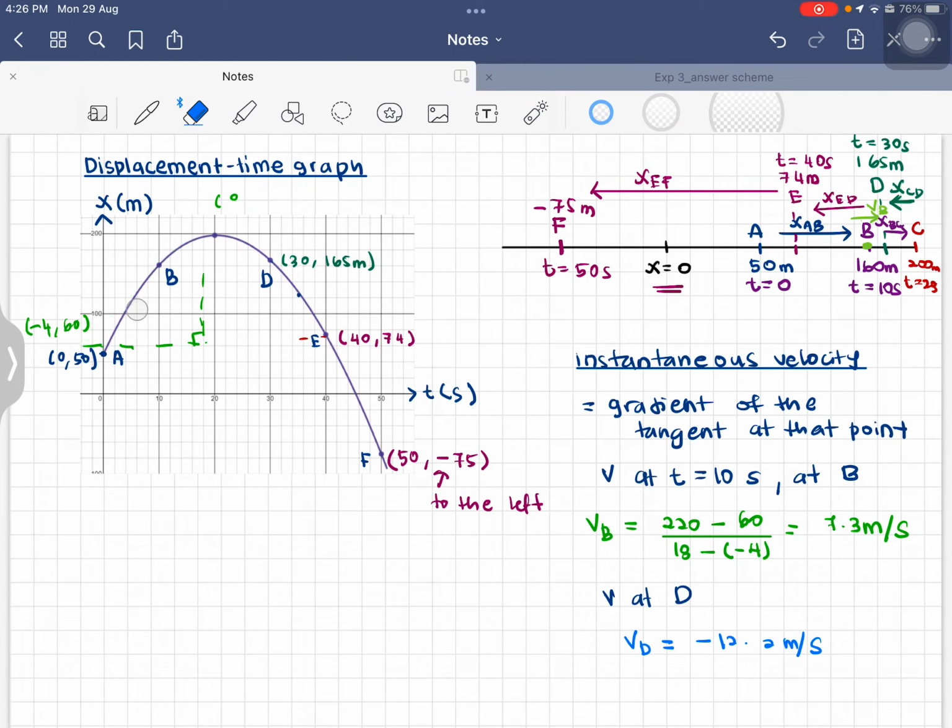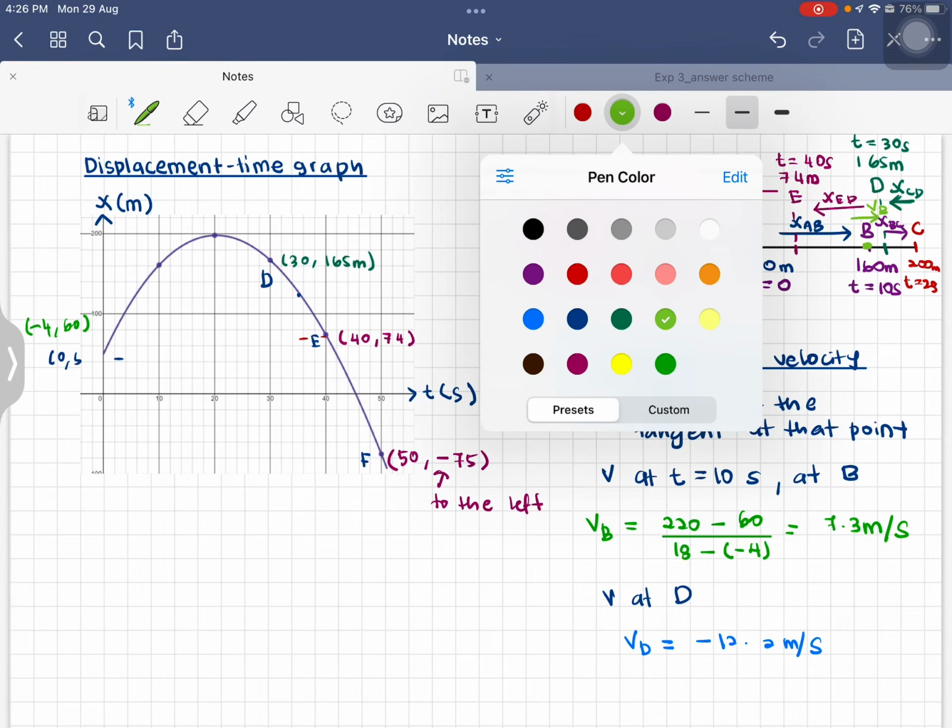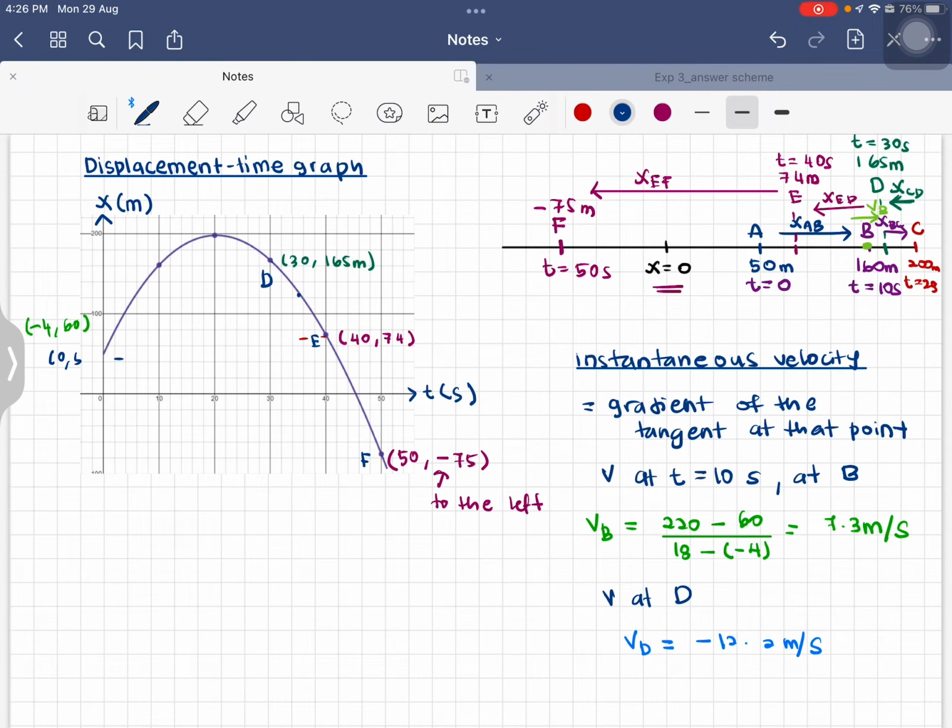Okay, I will erase this. The gradient at, let's for example, at point C. Okay, at point C, we will have our gradient equal to 0. Kalau kita cari tangent dekat point C ni, you akan dapat straight line. So V dekat C, gradient dia sama dengan 0, so V at C pun akan jadi 0. This is instantaneous velocity. Instantaneous velocity adalah 0 meter per second.